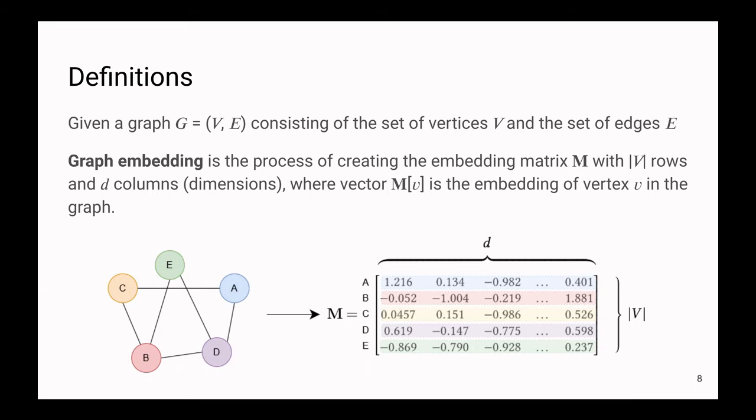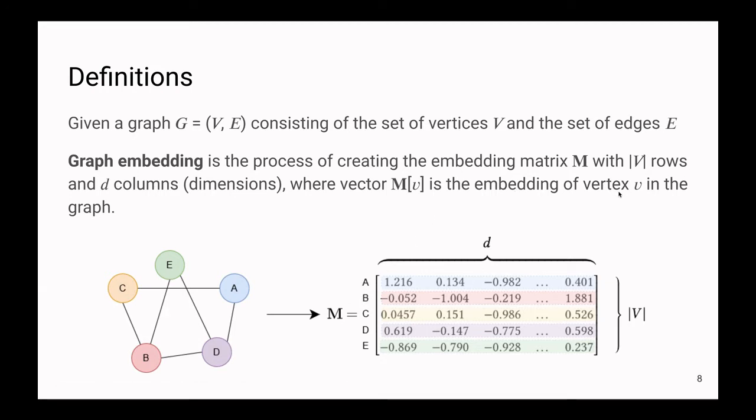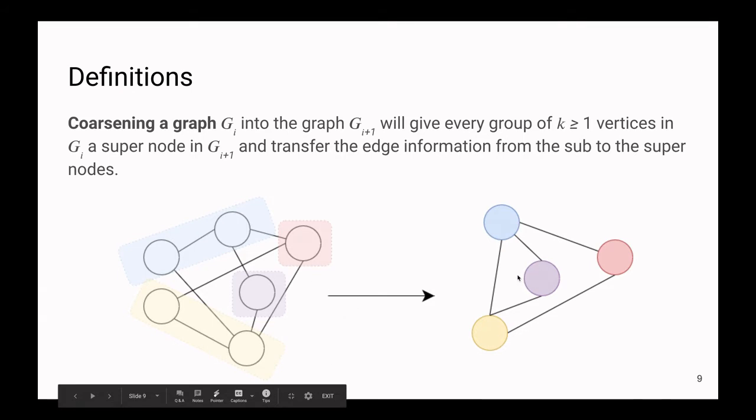Before delving more into Gosh, I would like to make some definitions. Graph embedding is the process of creating the embedding matrix M with |V| rows and d columns, where the vector M[v], or M[a], M[b], as in the figure, is the embedding vector of vertex a, b, or c. What is graph coarsening? Coarsening a graph G_i into the graph G_(i+1) will give every merged group in G_i a supernode in G_(i+1) and transfers the edge information from the subnodes to the supernodes. For example, in this figure, the blue vertices are merged together, the yellow vertices are merged together, and the edge information is updated accordingly.